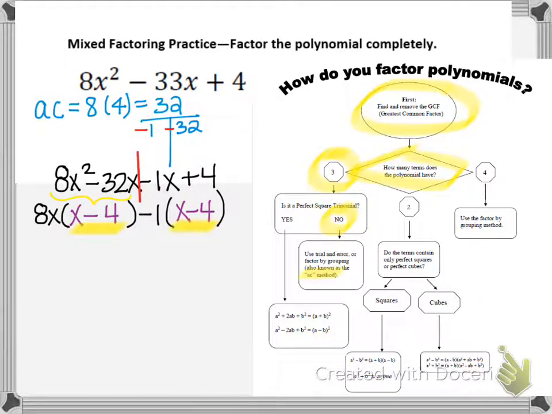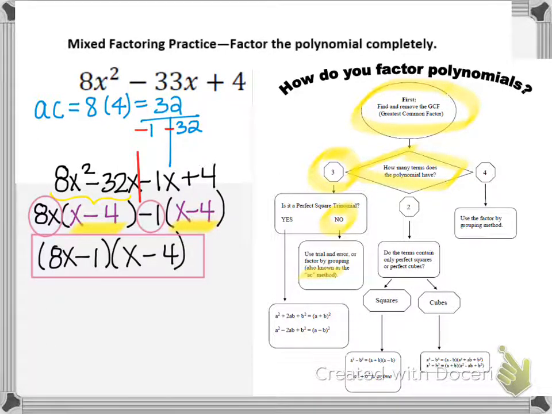But remember, when your binomials match, it means you're on the right path. So this is a good thing that I had to change my sign, because now I have matching binomials. So the 8x minus 1 make up the first binomial, and then the x minus 4 makes up the second binomial. I invite you to do FOIL on your own to check and make sure that you get back to your original trinomial. But we have found the correct factorization, 8x minus 1 times x minus 4.